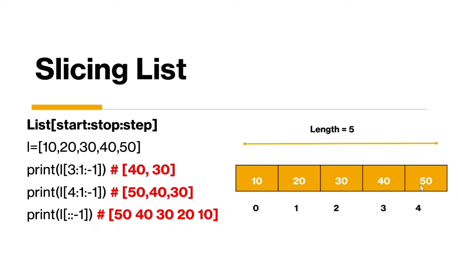Similarly, if I want to reverse the order of my list, in that case, do not provide any parameter as the stop and the start value. Just provide the step value as -1 and you will be getting the list printed in the reverse order. Let us go back to our Python IDE and see how it works.